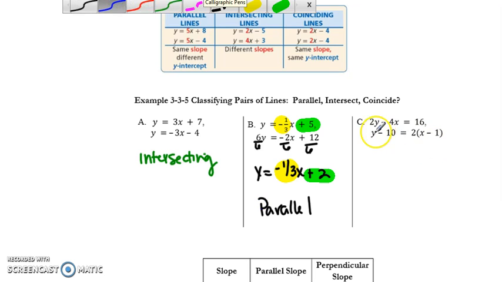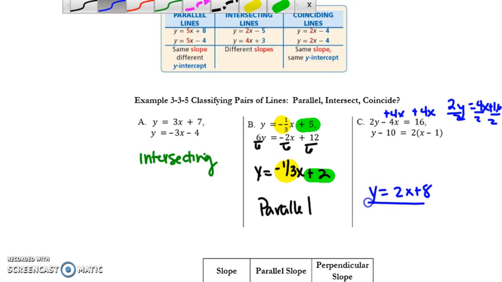And then we need to change this one and actually change this one. So let's go ahead and add 4x. And then looks like divide by 2. So this line is y equals 2x plus 8. So there's one of our lines. And then this line, it looks like we need to distribute, and then we'll go ahead and add 10 to finish getting y alone so we can see what it looks like in slope-intercept form. So 2x plus 8. So this is the same slope and the same y-intercept. So that means that these are the same lines, so they are coinciding.